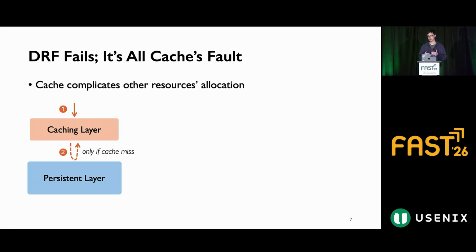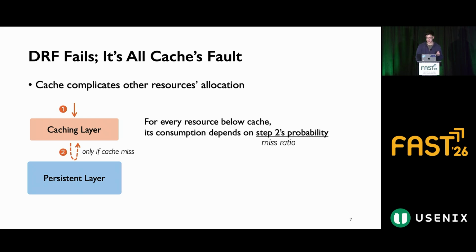So we can generally model a storage service as the figure on the left, where a caching layer sits on top of some persistent layer. This is a very general model. You can think about Redis on top of some backend database or page cache on top of SSD. So in this model, step 2 only happens upon cache misses. This means that for every resource below the cache, its consumption will depend on the likelihood that step 2 happens, which is the miss ratio. We call these resources cache-correlated resources.